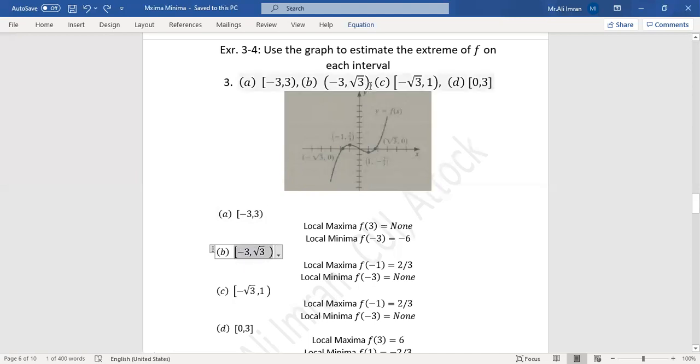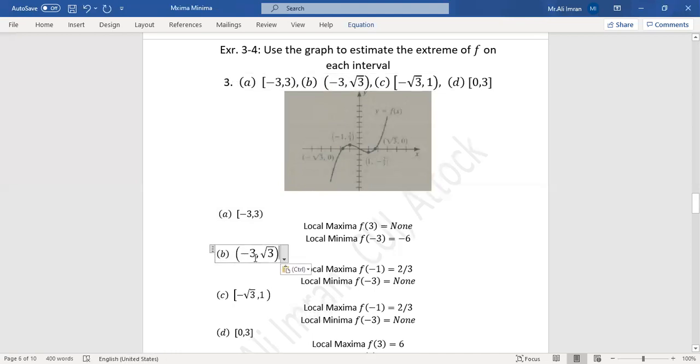I make a correction. Now the open lowest value lies at x is equal to minus 3, but at this point the interval is open, so we cannot find a local minimum at this point.